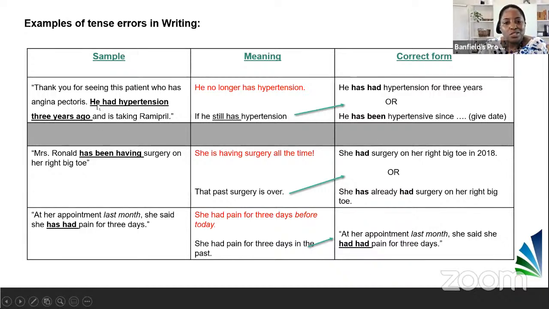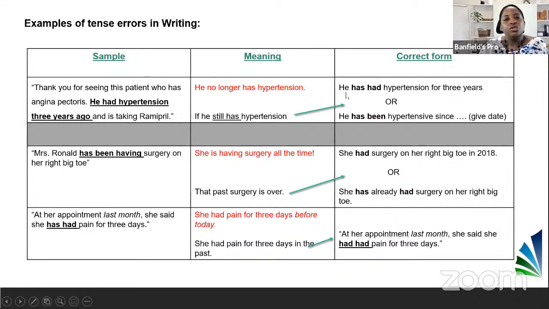Okay, now here's the problem with saying he had hypertension 3 years ago. The meaning is that he no longer has hypertension. Why is it confusing? Because you said he is taking ramipril, which means he's still taking medication for it. And hypertension, as you know, is a lifelong companion for those who have it. Well, usually anyhow. So this is the wrong tense form to say he had hypertension 3 years ago.